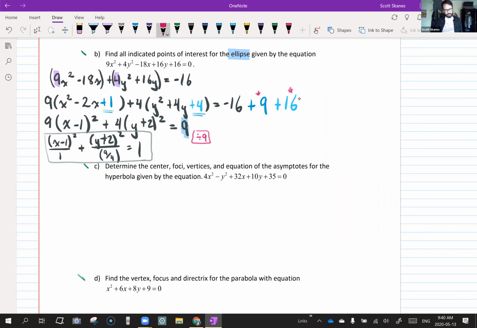Okay, so we can see that this is an ellipse, and I'm not going to get all the indicated points of interest. I'm just going to make a note. For example, I could say my center now is 1 and -2. And if I wanted to, I could get the vertices, the covertices, the foci, and the eccentricity. But for this question, it's a little bit weird. So just be aware that you could start a new problem now, but it would be super long. I'm sure you can see that.